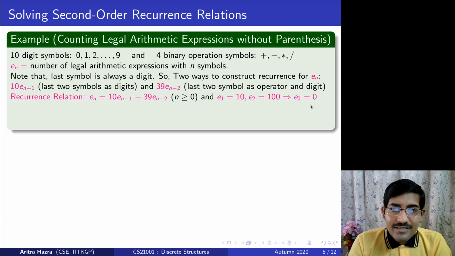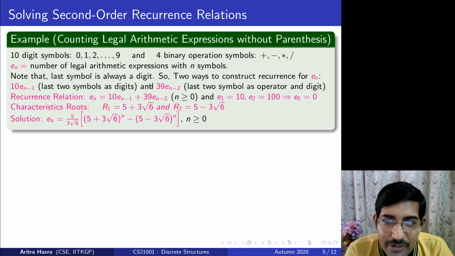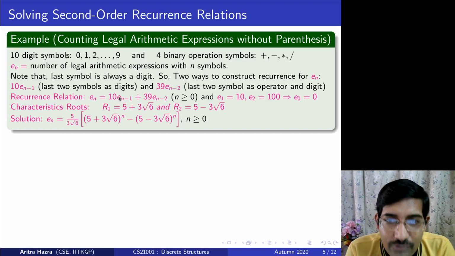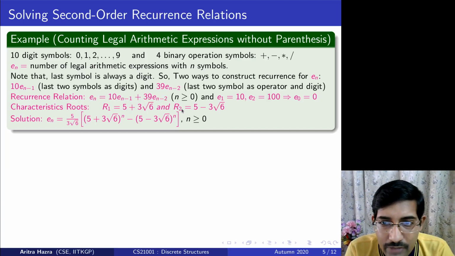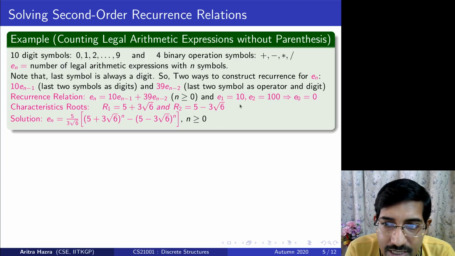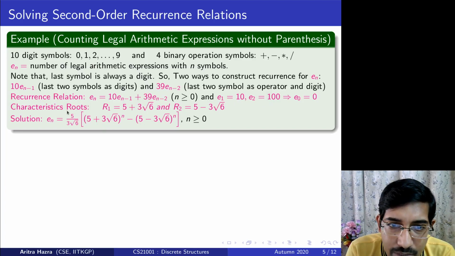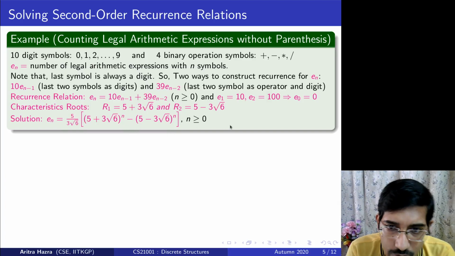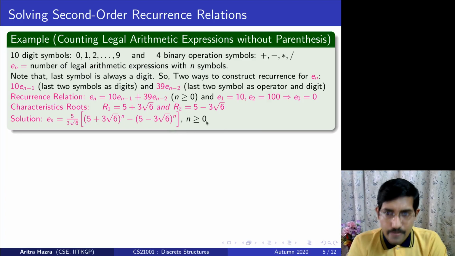So with this, let us go back to our previous constructs of solution, where we consider the characteristic equation as x square minus 10x minus 39 equal to 0. That gives us these two roots and a constant, and then finally, giving the initial conditions and solving for the constants will give me the constants as 5 by 3 root 6 and minus 5 by 3 root 6. So this will be my final answer. You put n equal to 1, you will get this. You put n equal to 2, you will get this.